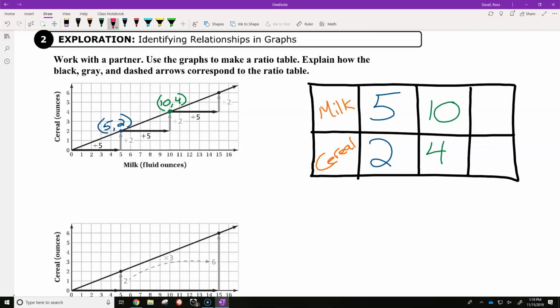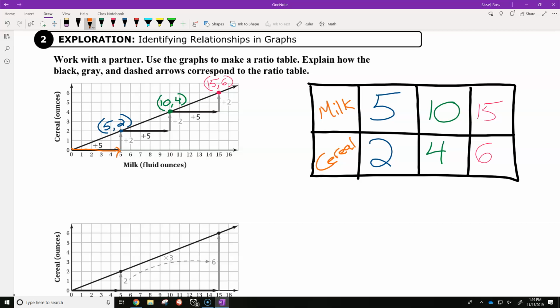And then we have our last one, which is at 15, 6. Now, oh, I thought we were counting at the end of the arrow. Well, we kind of are. Now, what we are starting at is 0, 0, and it shows that we went over 5.